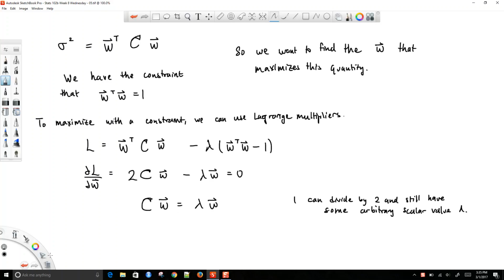This part, if it looks familiar, this is the definition of an eigenvector of a matrix. Yeah? So I guess I could have just said when we do PCA, we find the eigenvectors of our covariance matrix, okay? But this shows us how we got to this point.